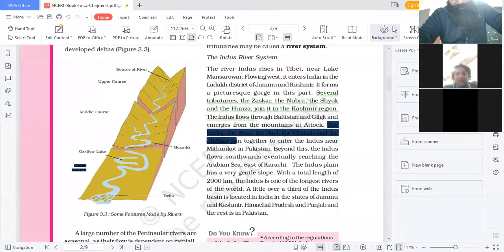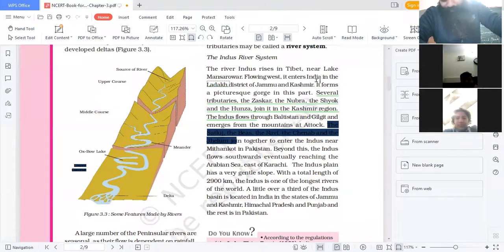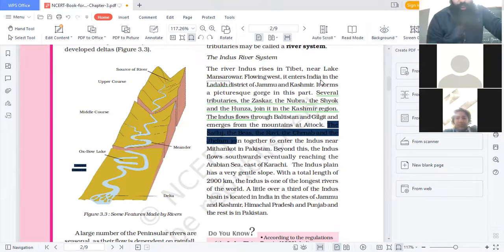It flows through Ladakh, Baltistan, and Gilgit, and finally enters Pakistan at Attock, where it meets the gorge.